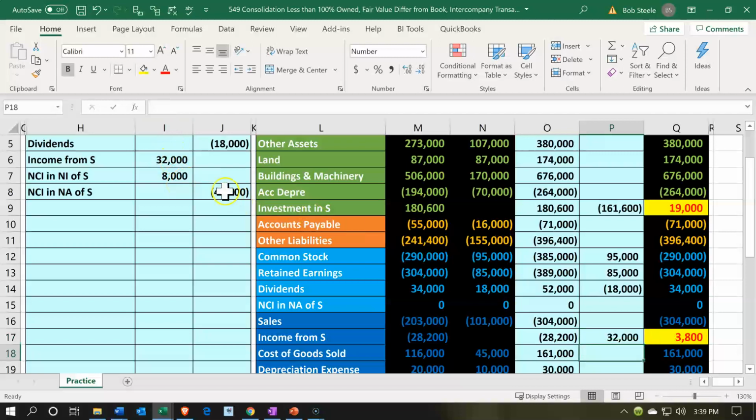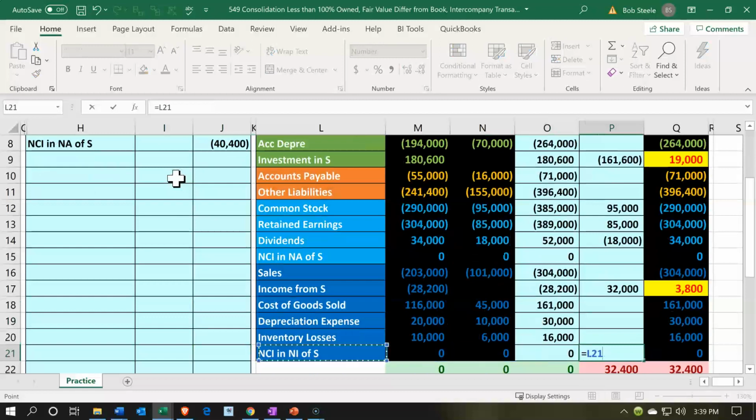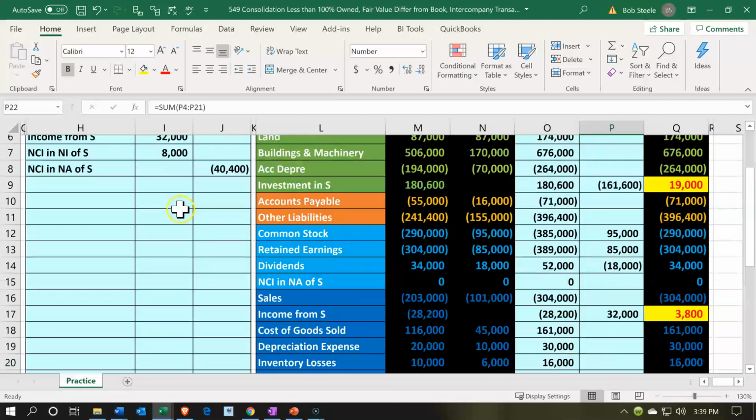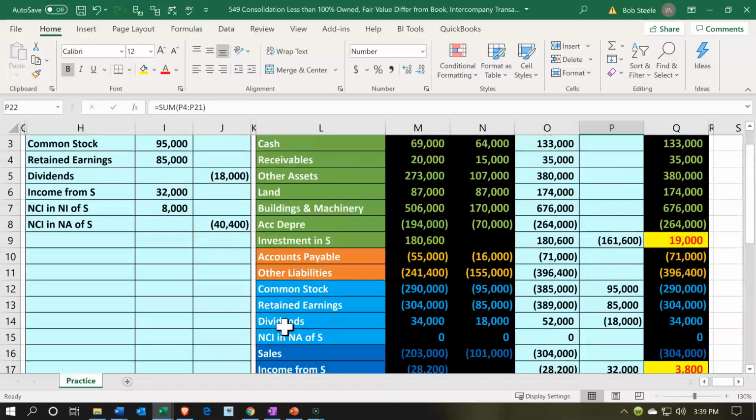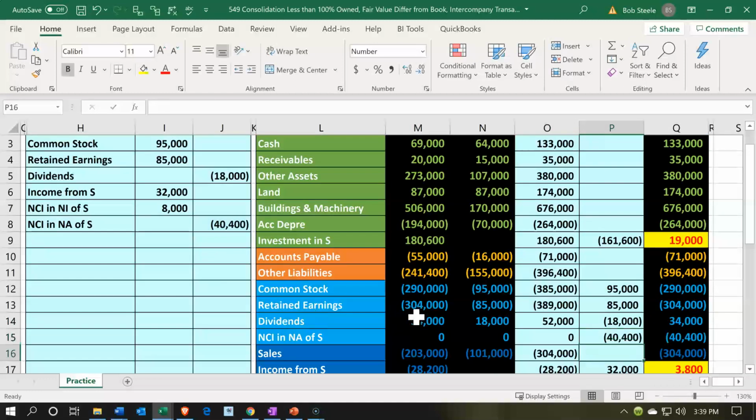So that leaves us with 8.3. That's fine. And then we've got the net income, so we're going to be putting the non-controlling interest down below. So non-controlling interest down here. And then we've got the non-controlling interest on the net asset side of things, basically in the equity section. So non-controlling interest here, which is going to be that 40,400. All right, that should put us in balance.